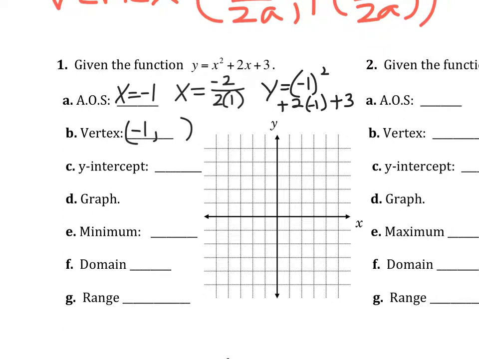Okay, so let's do this. -1 squared is 1. 2 times -1 is -2. And then plus 3. So what do we get? Well, 1 minus 2 is -1. Plus 3 gives me +2.